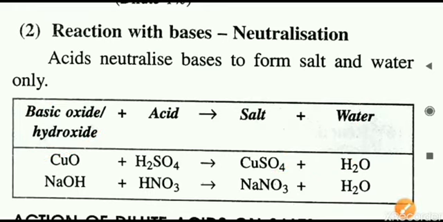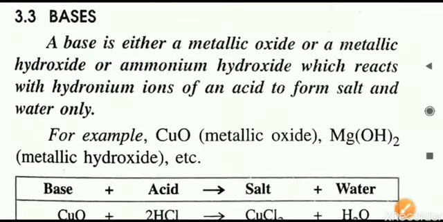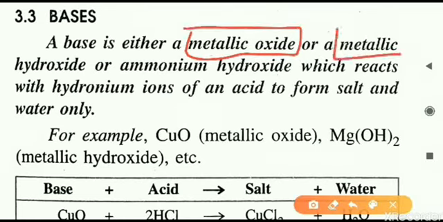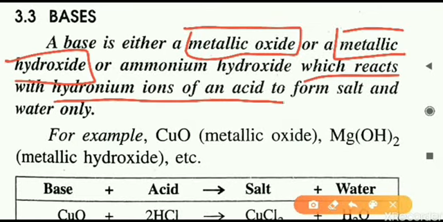How is it so? Let us have a look at the definition exactly as given in the book. Here it is. The definition of a base says a base is either a metal oxide or a metal hydroxide which reacts with hydronium ions of the acid, or we can say which reacts with acid to form salt and water only. So why are we putting this emphasis on only?